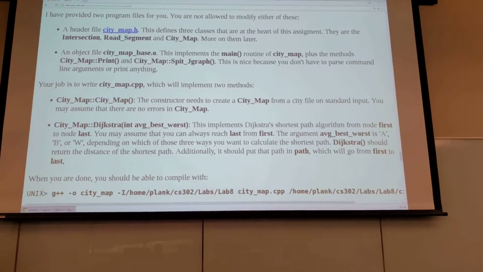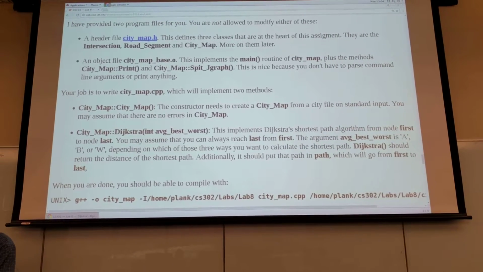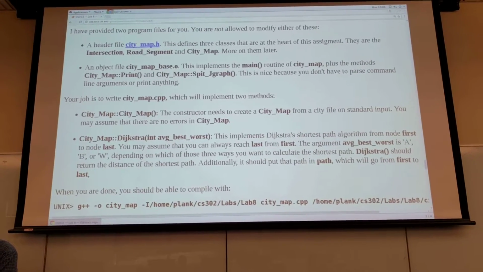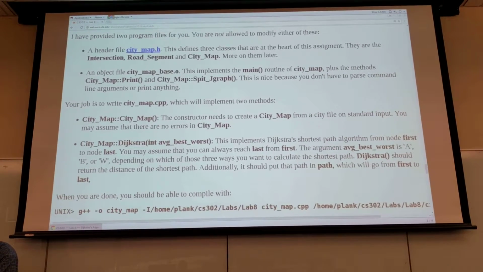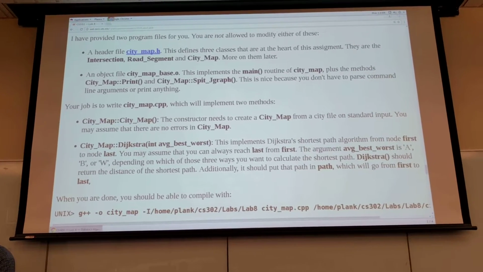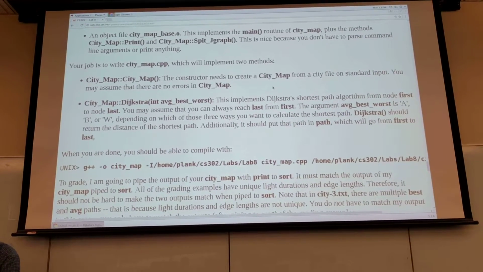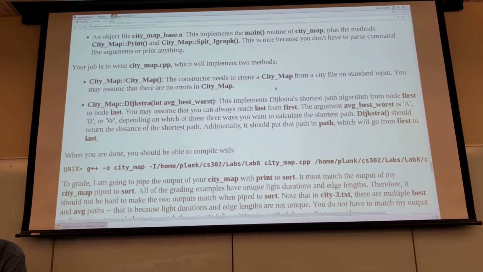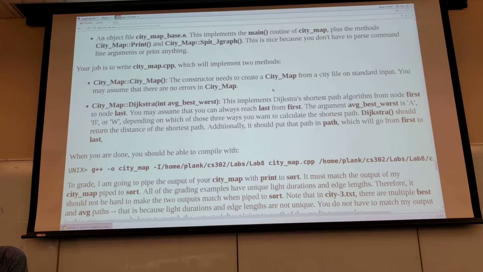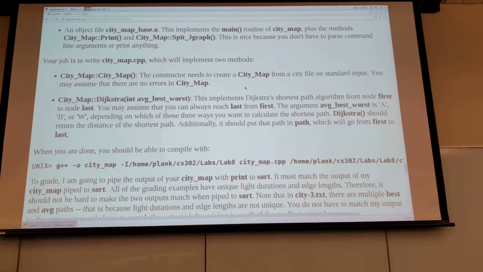So your job is to write the citymap.cpp, and this is the file you'll be turning in. And you're to implement the constructor for citymap, which will build up the graph of the city using the city intersection definitions coming in on standard input. And you may assume that there are no errors in the citymap input. The second function you're to write is Dijkstra, and you'll implement the Dijkstra shortest path algorithm to find a path from the first node to the last node. And you may assume that you can always reach the last node from the first node. So you don't have to check for the case where you can't actually reach the end.